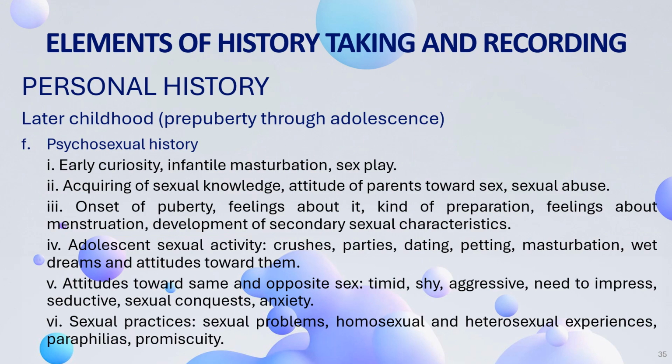In the later childhood, psychosexual history should be noted, like early curiosity, infantile masturbation, sexual play with the peer group, acquiring of sexual knowledge, attitudes of parents towards sex, any kind of sexual abuse if it took place, onset of puberty, feelings about it, kind of preparation for puberty, feelings about menstruation, development of secondary sexual characteristics, adolescent sexual activities like crushes, parties, dating, petting, masturbation, wet dreams, and attitude towards them should be noted.